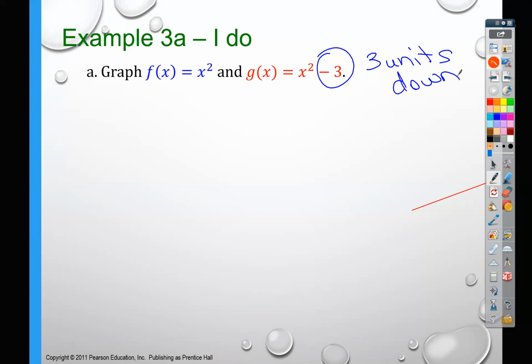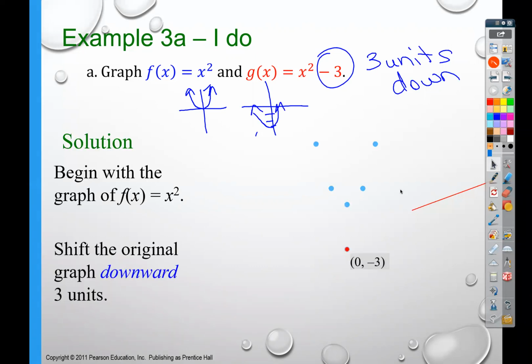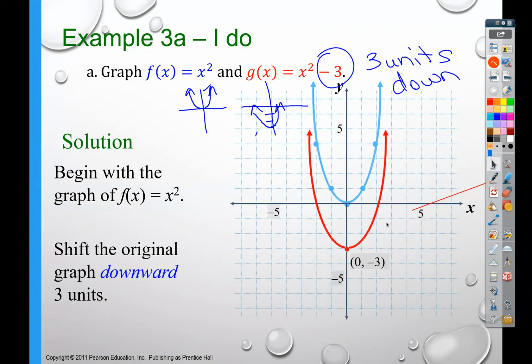Now I also know that x squared means that that is a quadratic graph, so it looks like this. So if I'm graphing down 3, 1, 2, 3, it would just look like this. So watch. There are your graphs. That's all you have to do.